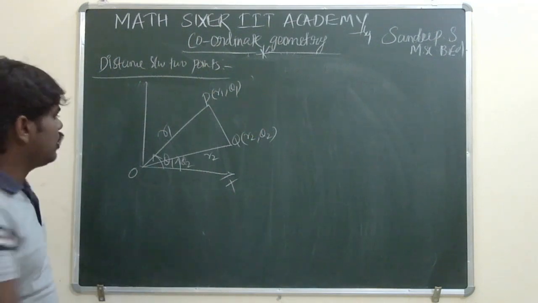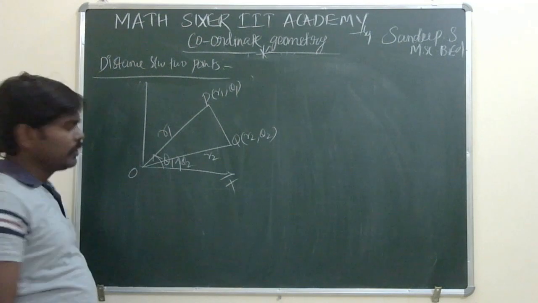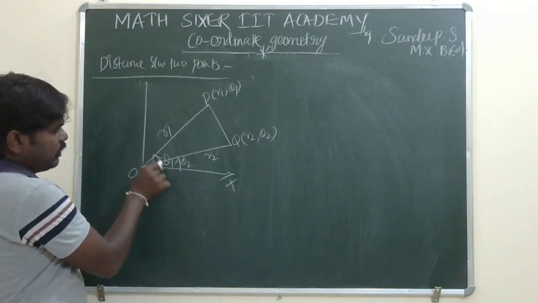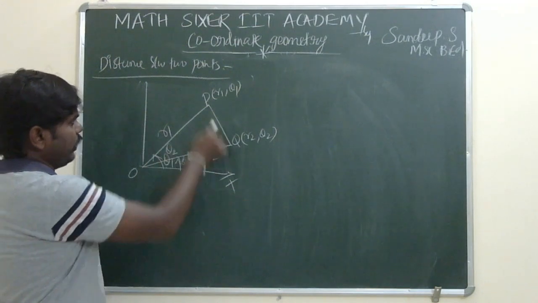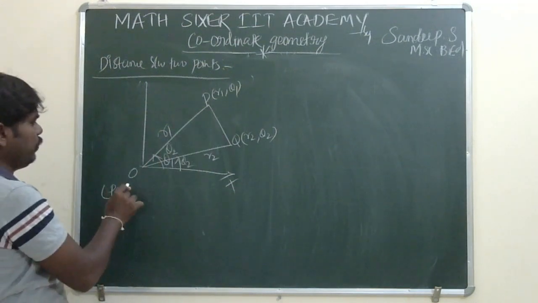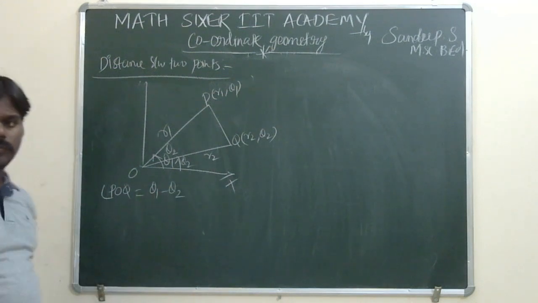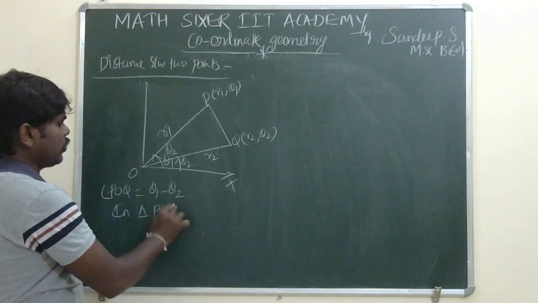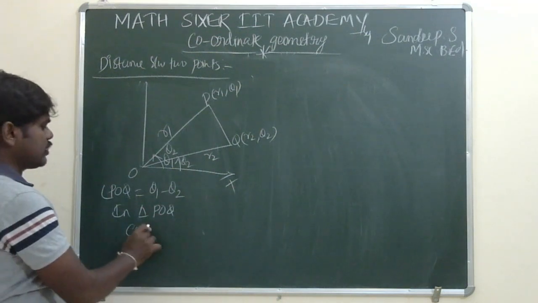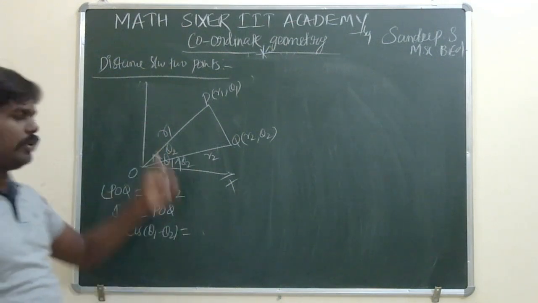Okay. So now here we have to find the distance PQ. When you see this, the total angle is theta 1 and this angle is theta 2. So if you want to find the angle OPQ, it equals theta 1 minus theta 2. In triangle POQ, when you apply cos theta, here theta means theta 1 minus theta 2.